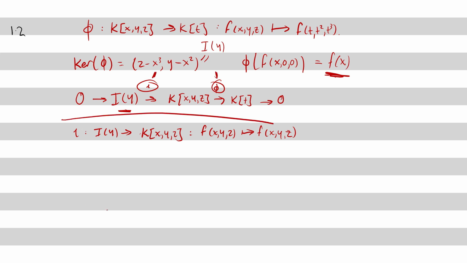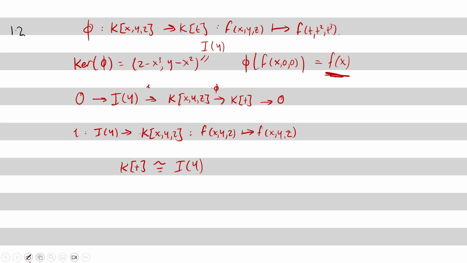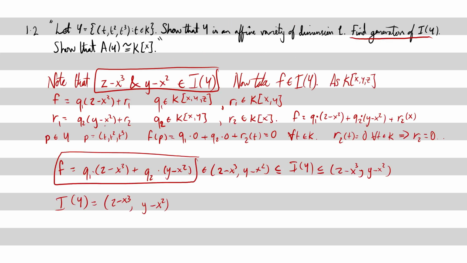Therefore, this is a short exact sequence of k-modules, which means that k[t] is isomorphic to k[x, y, z] over I(Y), which equals A(Y), the affine coordinate ring. Therefore, we have just shown this.